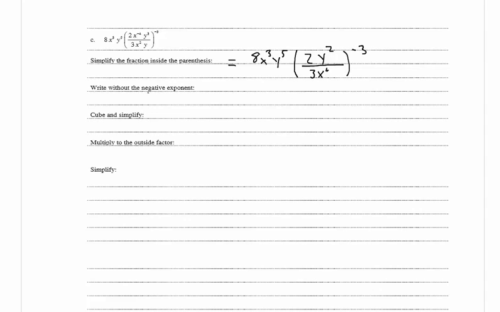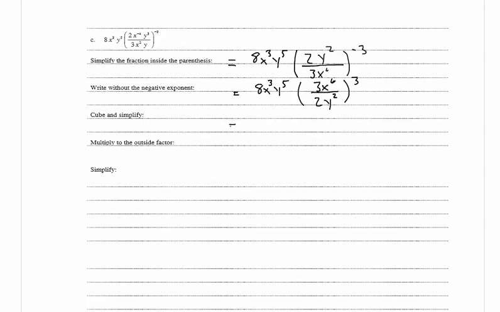And now we want to write it without a negative exponent, so we're going to have 8x cubed y to the 5th. And remember, if we have a negative exponent outside the parentheses, we can take the reciprocal of our fraction and write it with a positive exponent. So we're going to have 3x to the 6th divided by 2y squared, cubed. And now we want to cube and simplify.